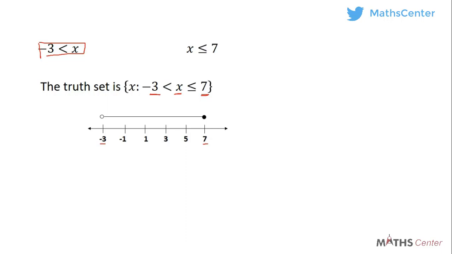Now, because x is strictly greater than negative 3, you are not going to shade the circle on negative 3. But when you come here, x is less than or equal to 7, which means that 7 is included, so you are going to shade 7.